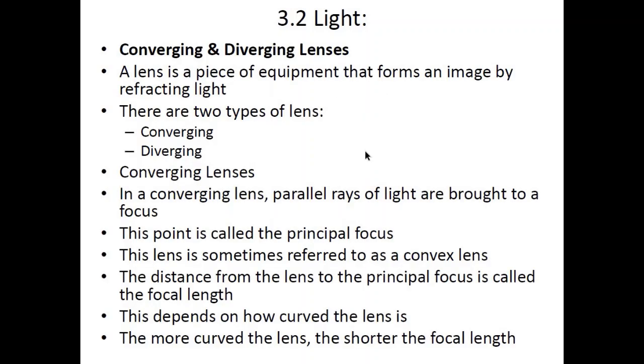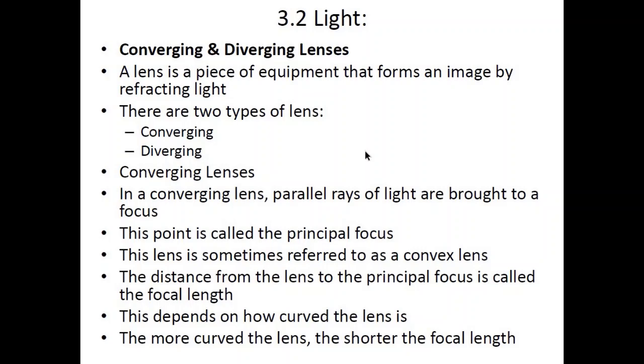Now there are two types of lenses, and what exactly is a lens? It is a piece of equipment, a piece of glass that forms an image by refracting light. There are two types of lenses: converging lens or convex lens, and diverging lens or concave lens. In a converging lens, parallel rays of light are brought to a focus and they are bent so they intersect with each other. The point is called the principal focus, and this lens is known as a convex lens.